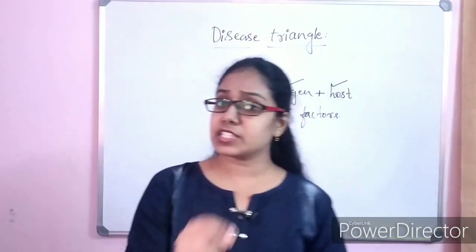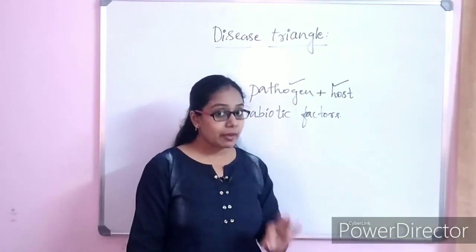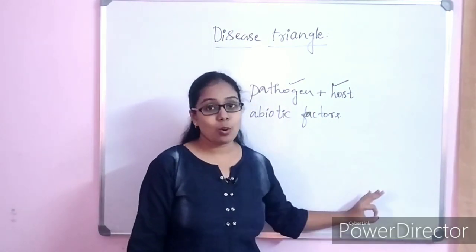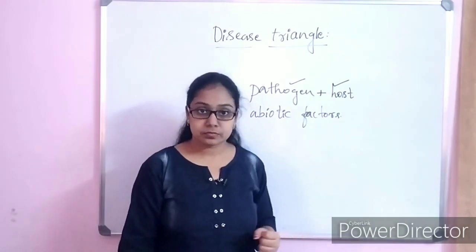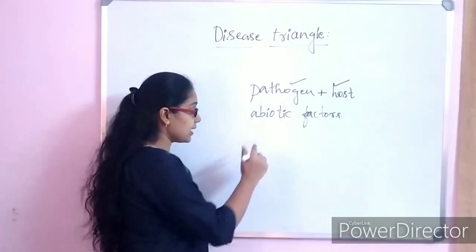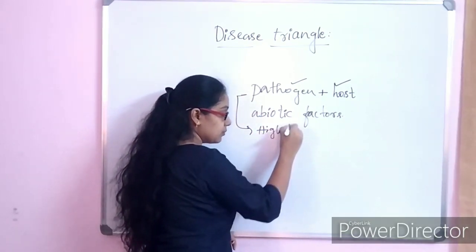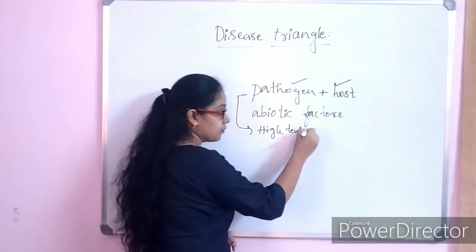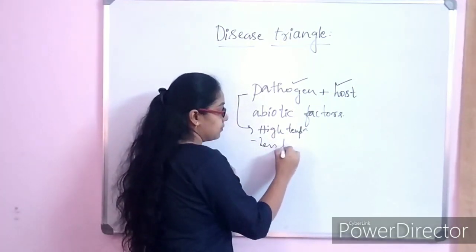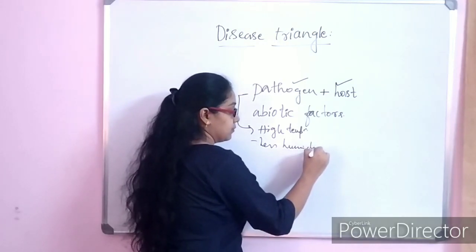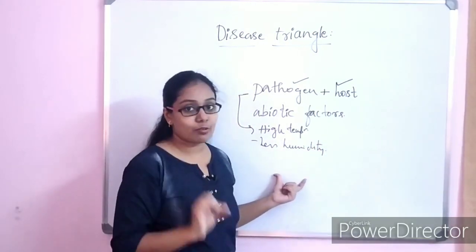And the favorable conditions I am talking about, those conditions may be favorable to both the host plant and the pathogen. Getting? That means to say, if the pathogen requires high temperature, if it requires less humidity, then these conditions must be present in the environment.